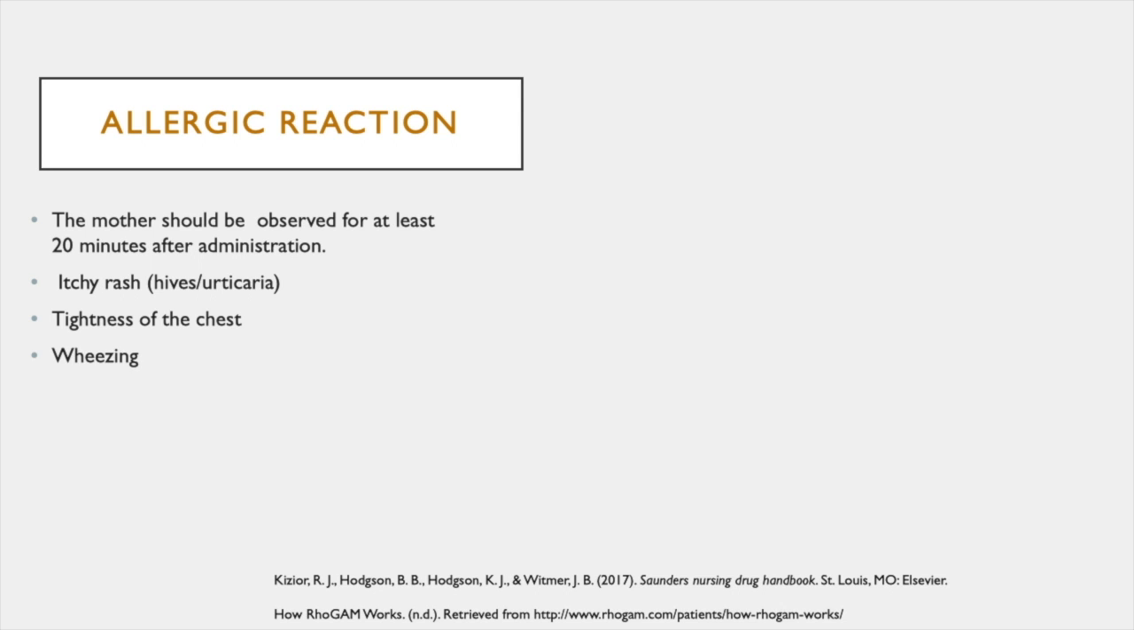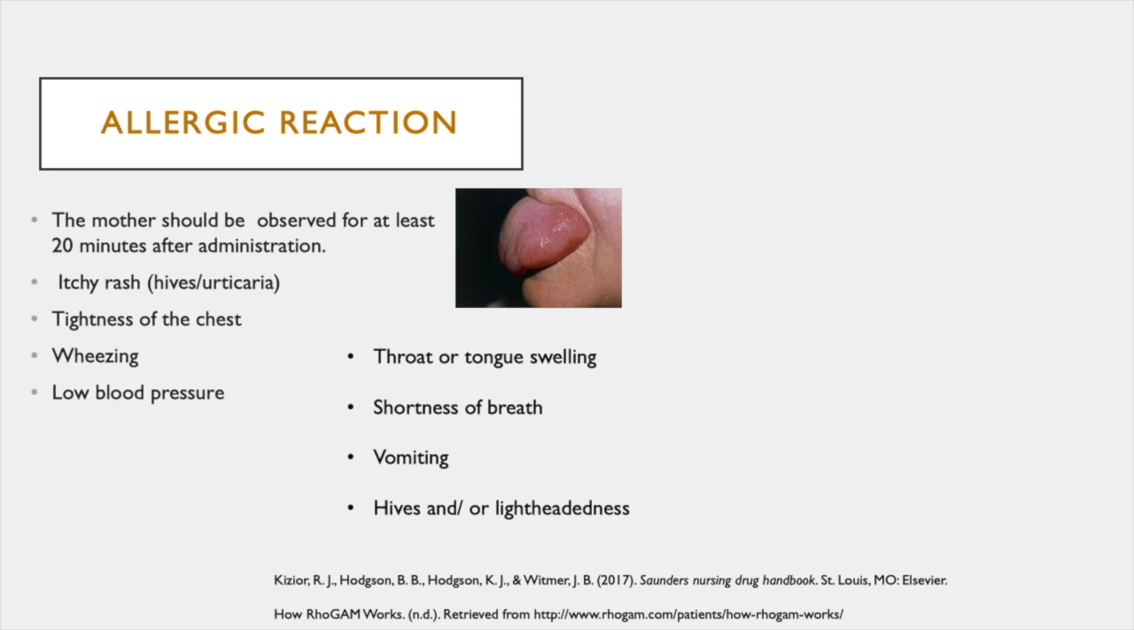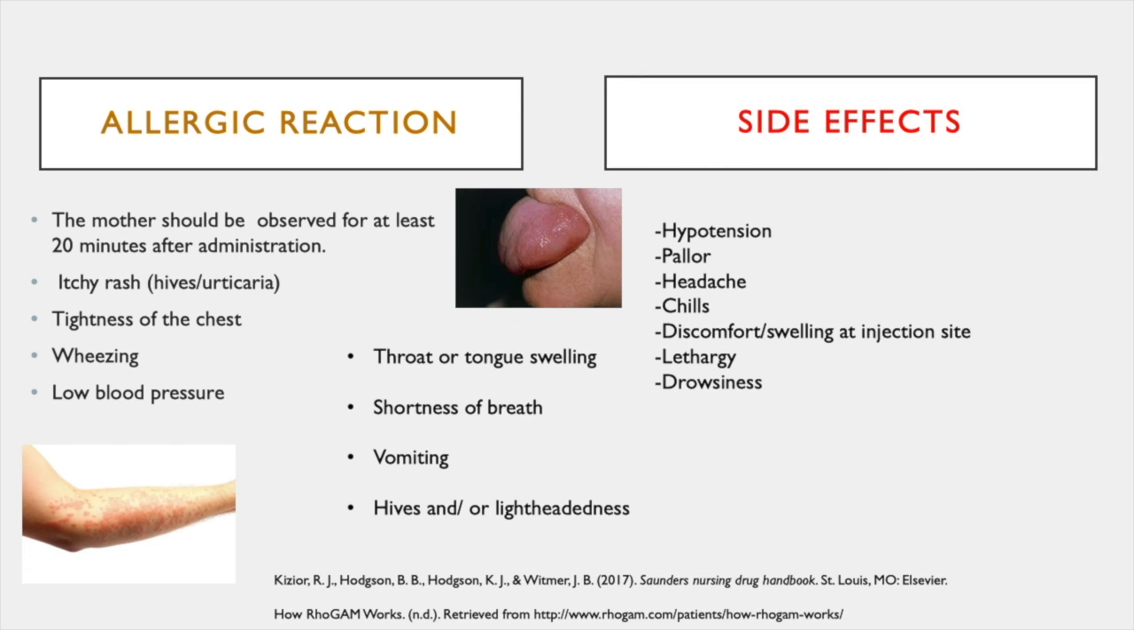When giving Rhogam, we can see an allergic reaction. The mother should be observed for at least 20 minutes after administration, and you would watch for any wheezing, low blood pressure, swelling of the tongue, vomiting, or hives. Some side effects include hypotension, headache, and the most common one is discomfort or swelling at the injection site.